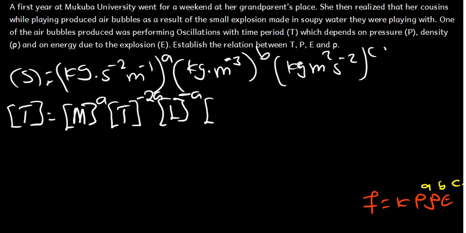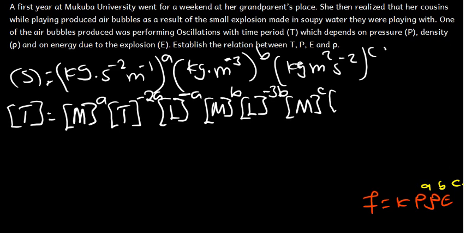It is kgs, which is mass, so it is raised to the power b. And then the next one is meters, which is length, raised to the power negative 3 times b, which is going to be negative 3b. And next we have kg, which is mass, raised to the power c. Next we have the meters, which is going to be the length, raised to the power 2, so it's going to be 2c. Next is time, negative 2, so times c is negative 2c.